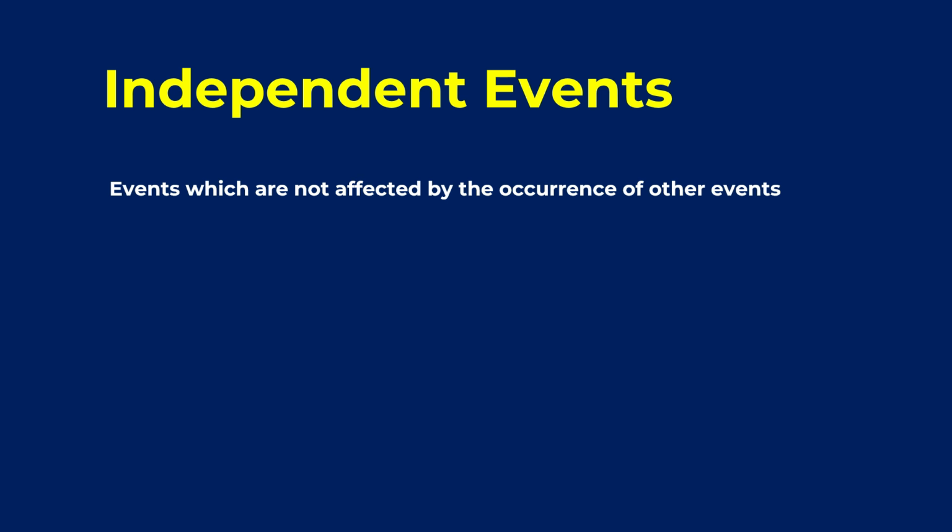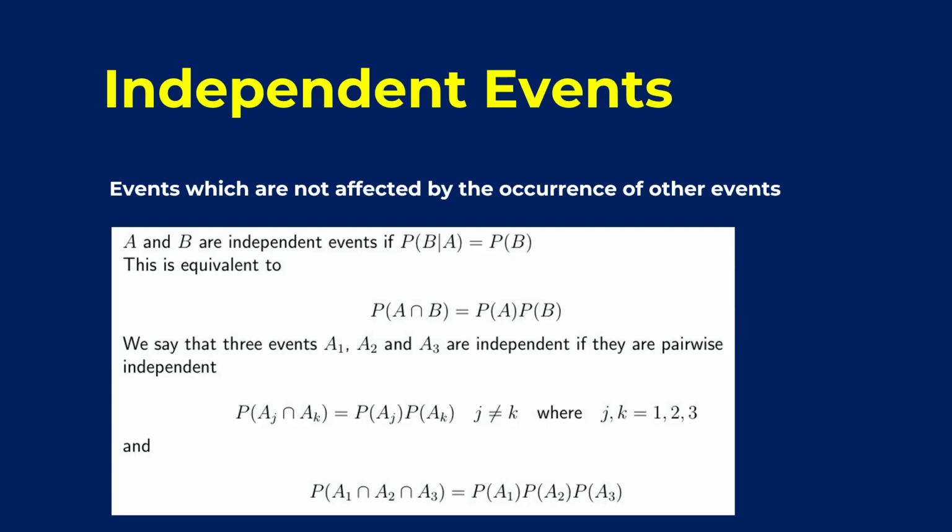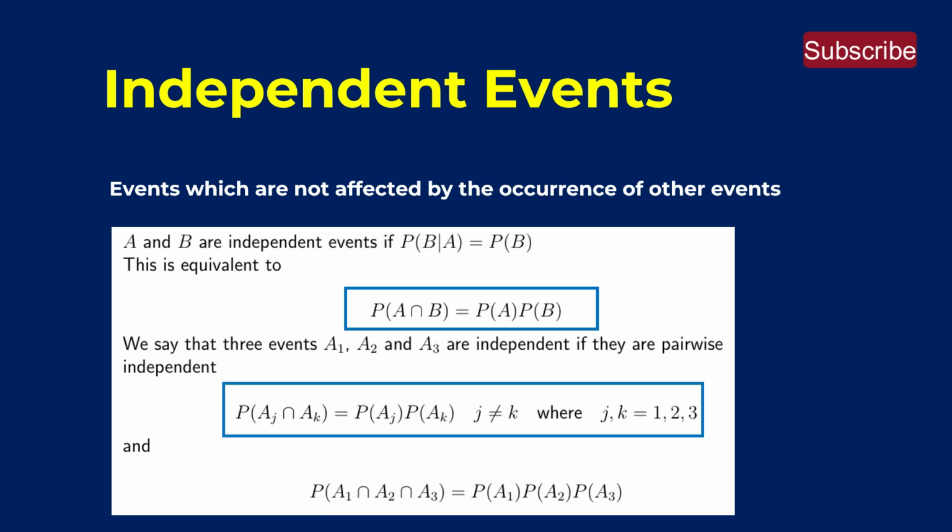We say that two events A and B are independent if the probability of B given A is equal to the probability of B. This is equivalent to saying that the probability of both A and B occurring is equal to the product of the probability of A and the probability of B. Similarly, three events A sub 1, A sub 2 and A sub 3 are independent if they are pairwise independent and the probability of all three events occurring is equal to the product of the probabilities of A sub 1, A sub 2, and A sub 3.